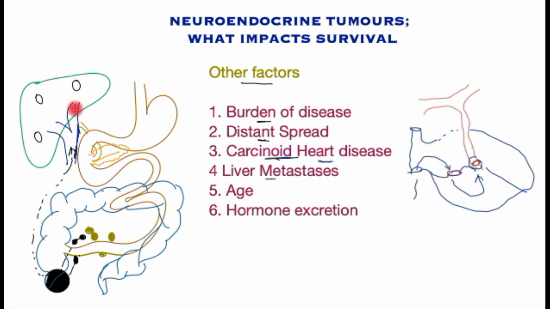Having metastases in the liver itself is a poor prognostic marker, and the larger the number, the worse the outcome. Patients with greater than 5 metastases have a poorer outcome than those with less than 5. Old age at the time of diagnosis, and finally, tumors that secrete hormones, specifically those that are difficult to control, do not have as good an outcome.